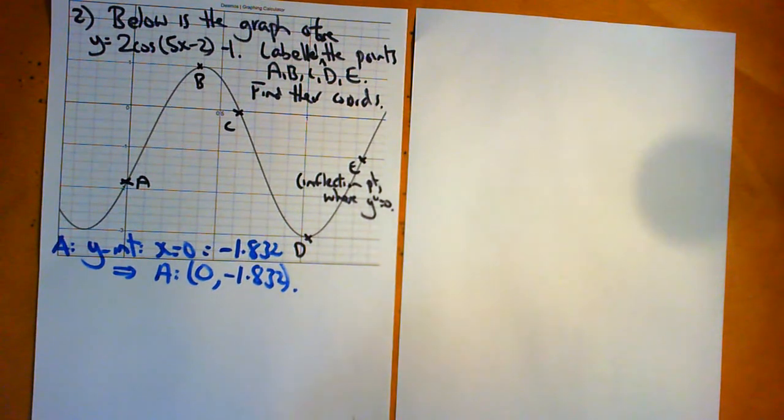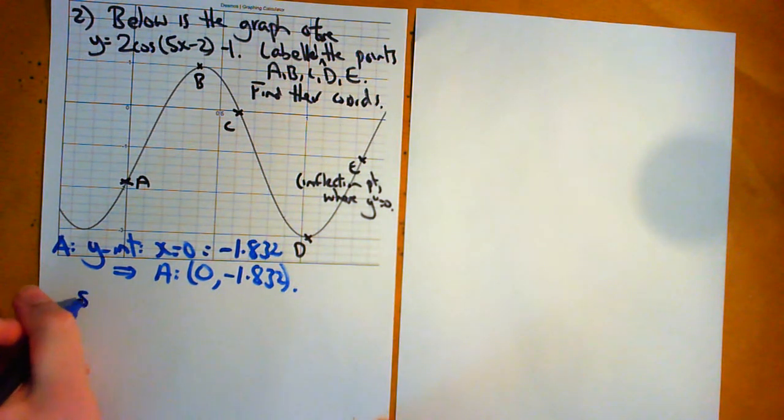Now we need to work out the coordinates of B, C, D and E. For each of those, it'll be the y coordinate that we find first. It's only the x coordinate that we get first for the y-intercept. Everything else, it'll be the y coordinate that we find first, which means we need to make x the subject of our equation. So the first thing we can do is add 1 to both sides of the equation. Y equals 2 cosine of 5x minus 2 minus 1.